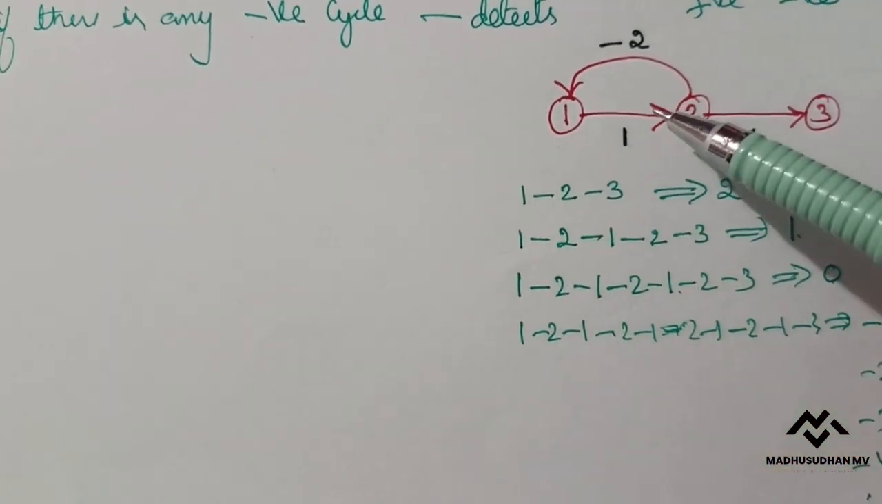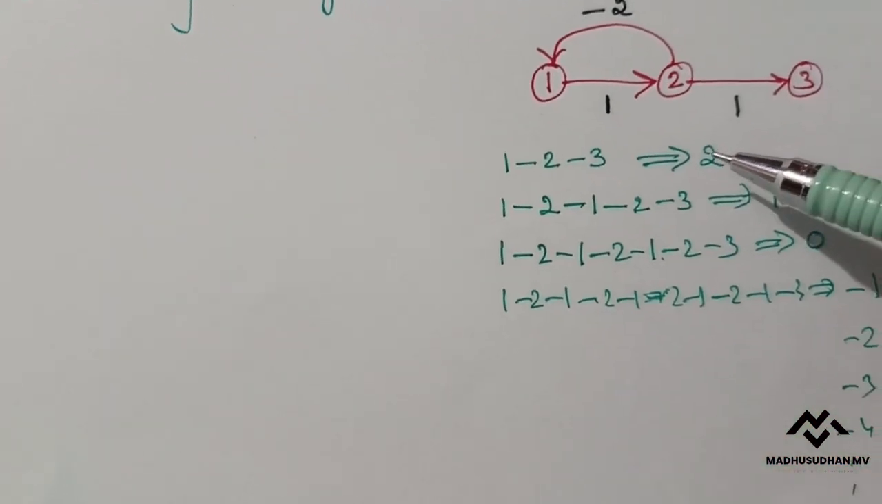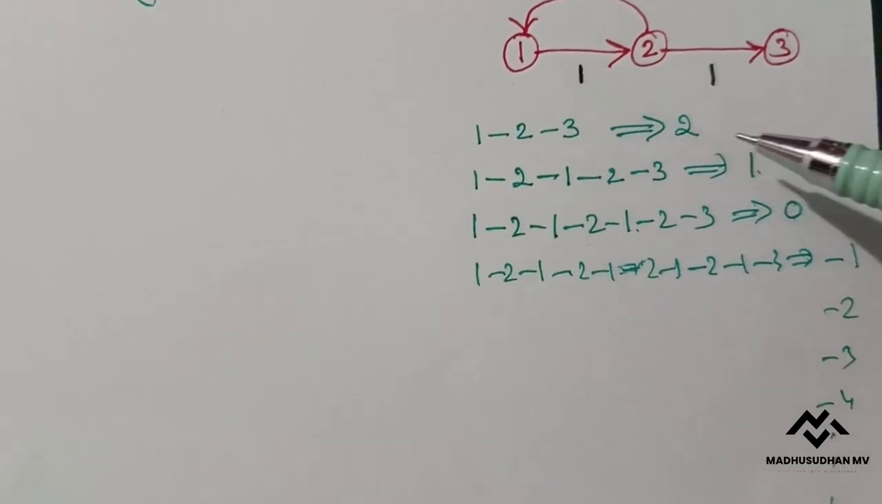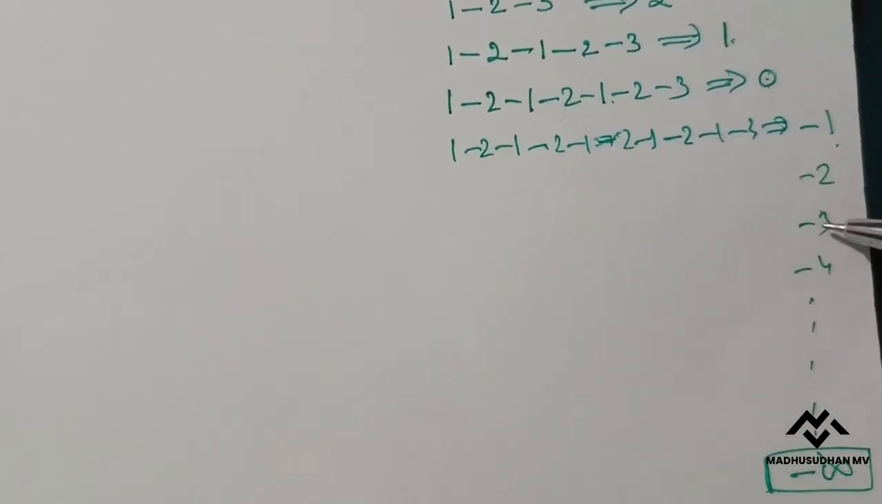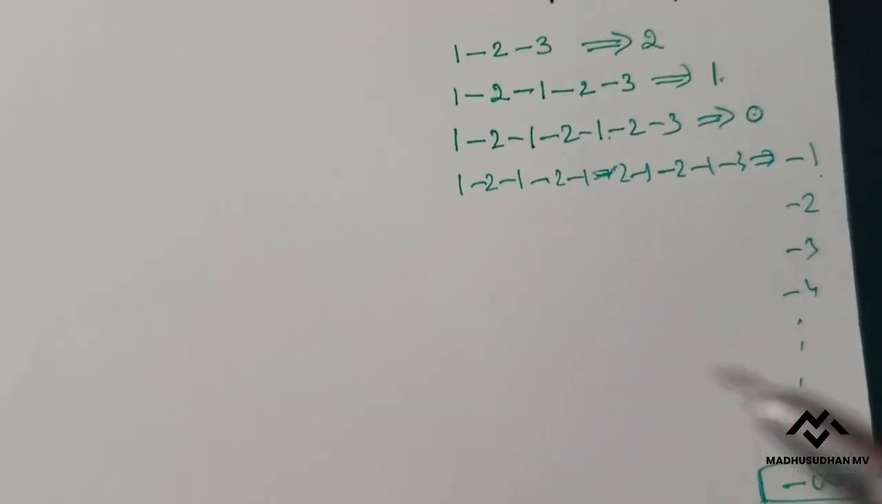If the negative cycle is there, the shortest distance we never find. See, first 2 is minimum, then 1. Among these two, this is minimum. Then this 0 is minimum, minus 1 is minimum, minus 2. So it is never ending, it goes on. So this is the problem.